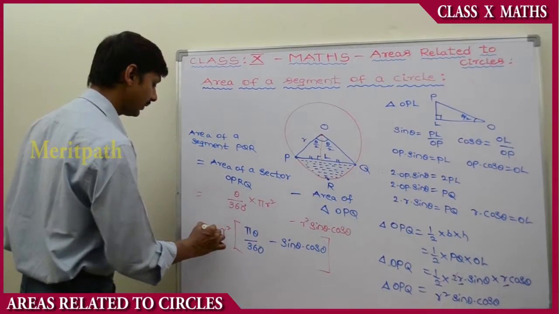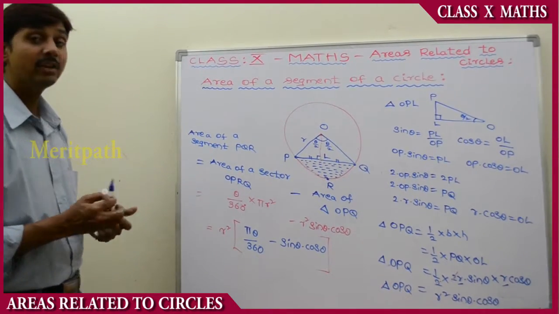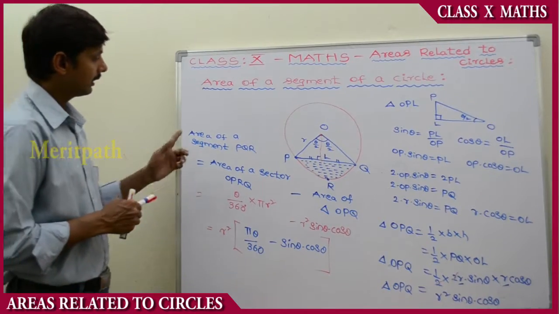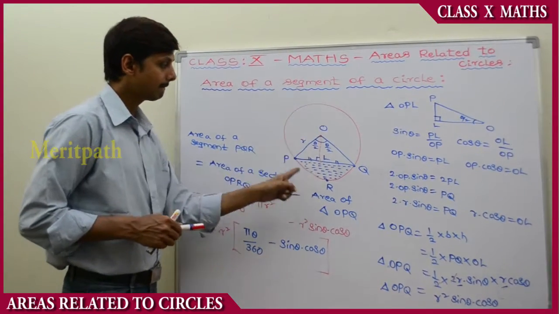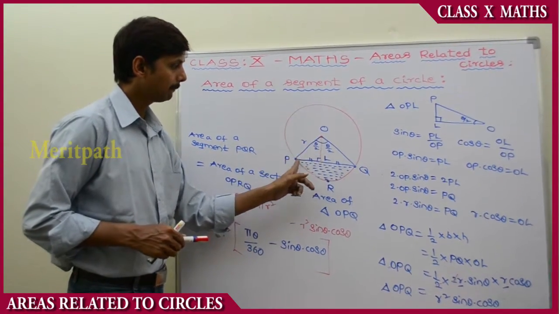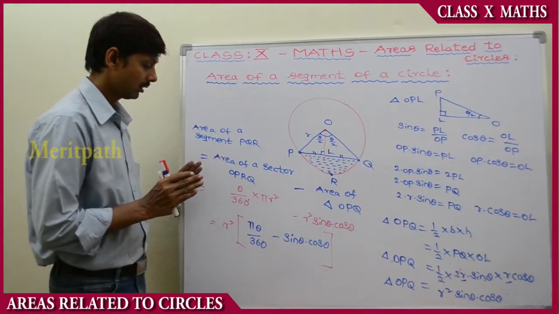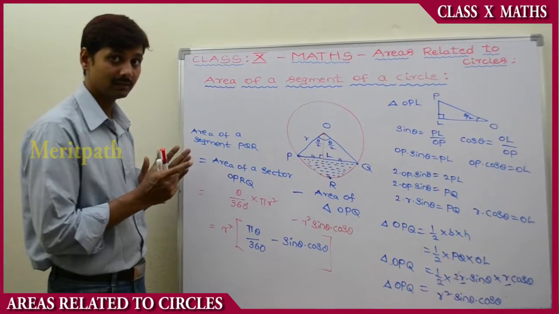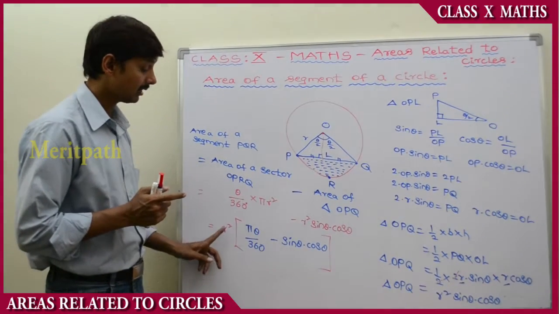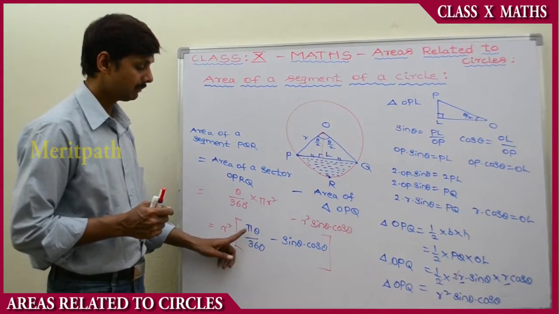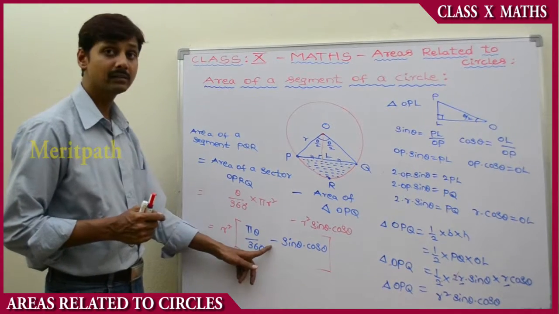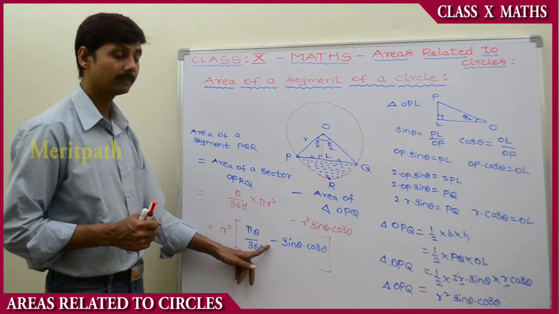So this is R square. Area of a segment PQR. The area of the segment is equal to, we got after subtracting these two figures, that is R square into pi into theta by 360 minus sin theta into cos theta.